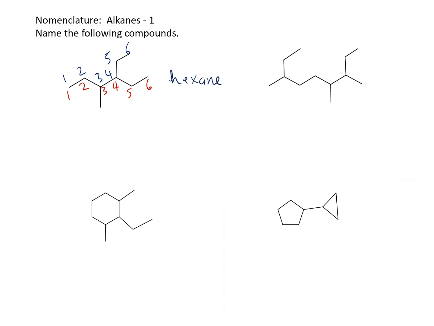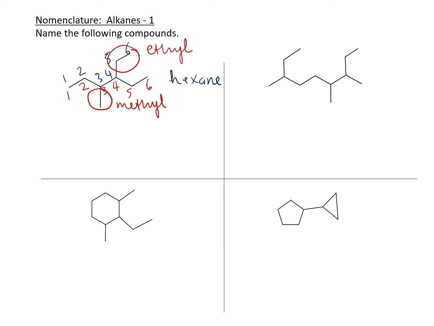Okay, so now we look for substituents. The substituents we have is one over here, and that is a methyl. And this is how I do my stuff: I identify the different substituents I have, and then I will figure out the numbering. And so then here we have the ethyl. Okay, so I have two substituents.